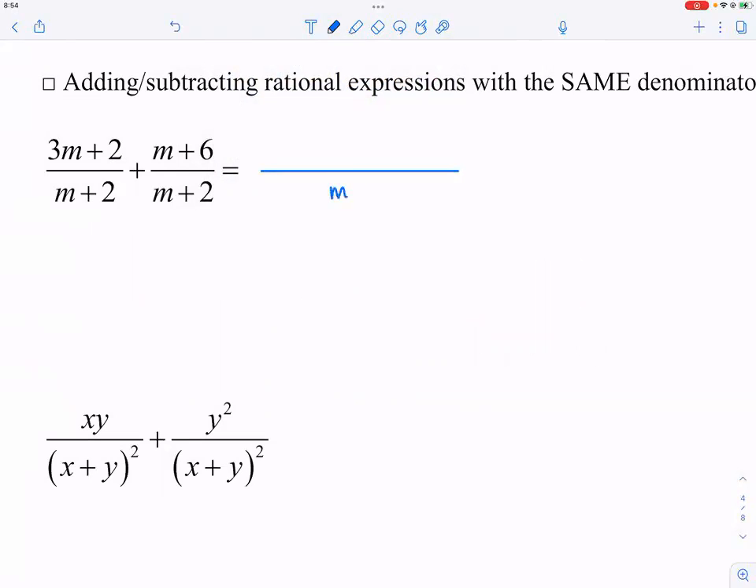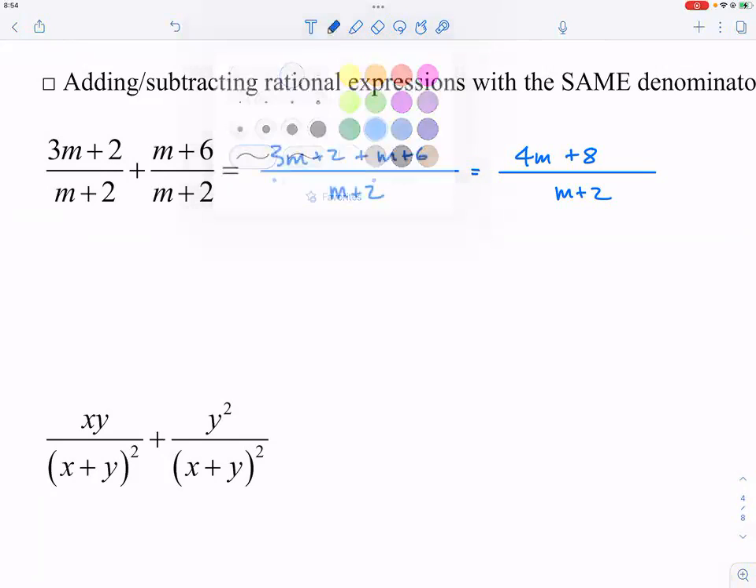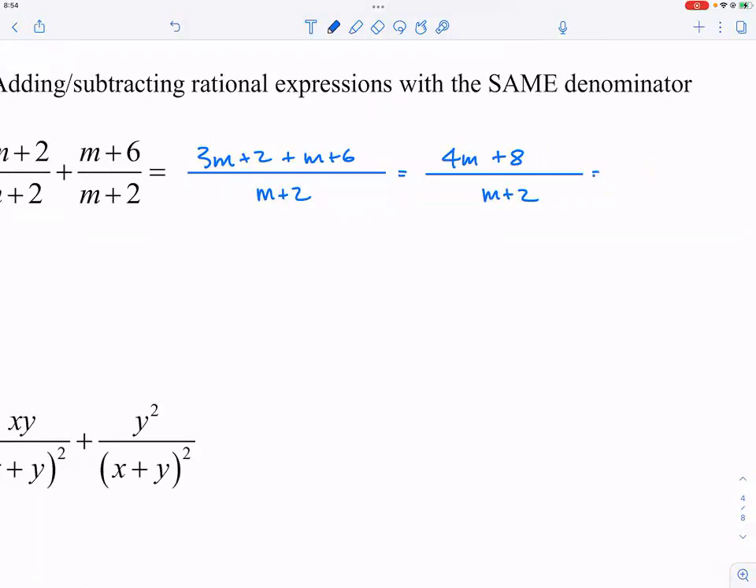Okay, so you have m plus 2 as the single denominator because they are the same. So you have 3m plus 2 plus m plus 6. So combine like terms. So you have 4m plus 8. Okay, and you can see that 4m plus 8 can be factored too. You can factor out the 4, and then you have an m plus 2.